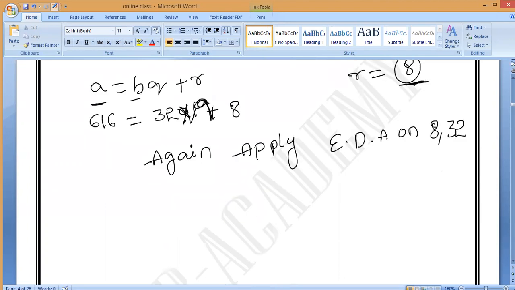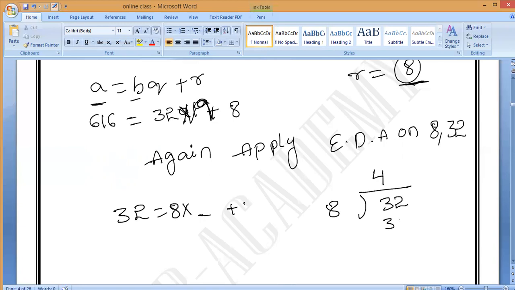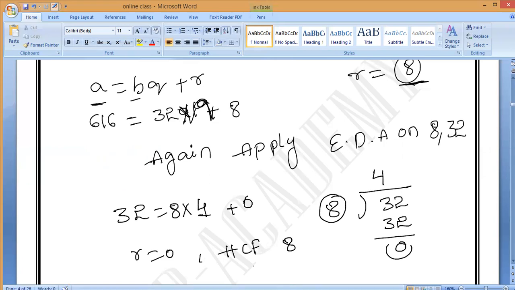Okay, 8 and 32. It is 32 equals 8 into some quotient plus remainder. 32 divided by 8, how many times? 8 fours are 32, so 4 times. Here we get remainder 0. So what is our HCF? Here R equals 0, so HCF is the divisor only. Our divisor is 8. HCF equals 8.